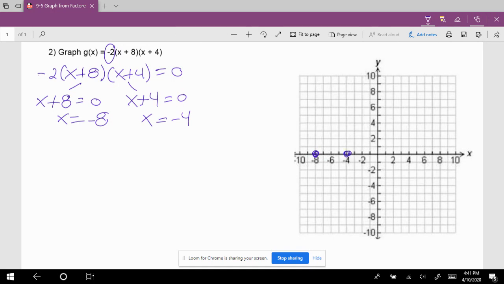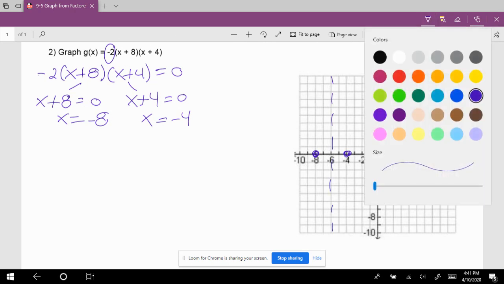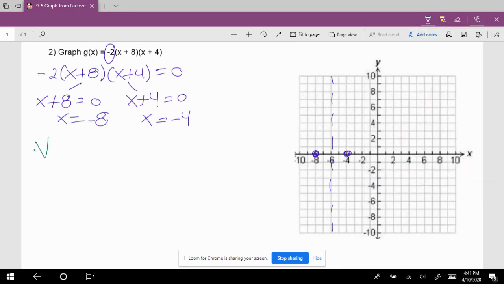Now we also know what our axis of symmetry is. The axis of symmetry is the vertical line right in between those two x-intercepts, which would be at -6. So there's my axis of symmetry. What that helps me do is find my vertex. My vertex has to land on that axis of symmetry. So I know the x value this time is -6, because my axis of symmetry is x equals -6. Now I need to find the y value.